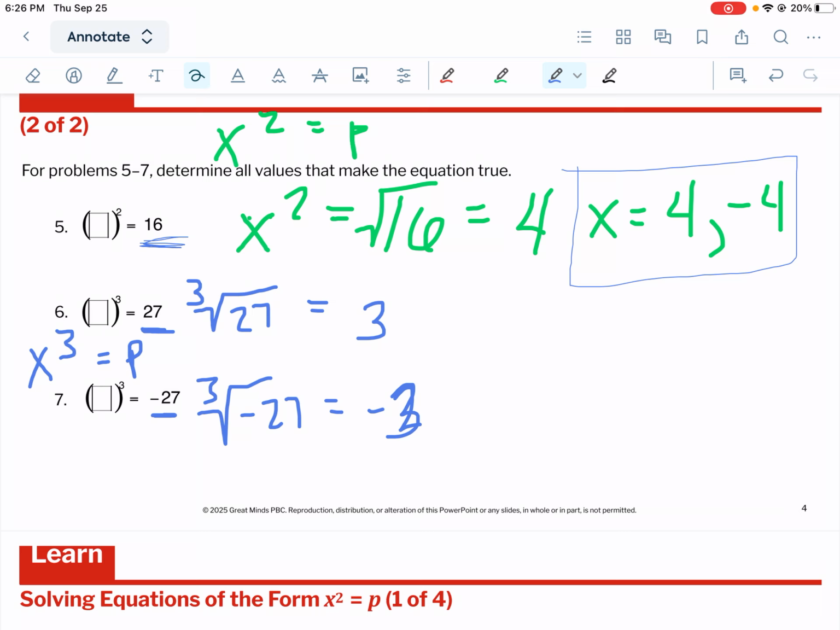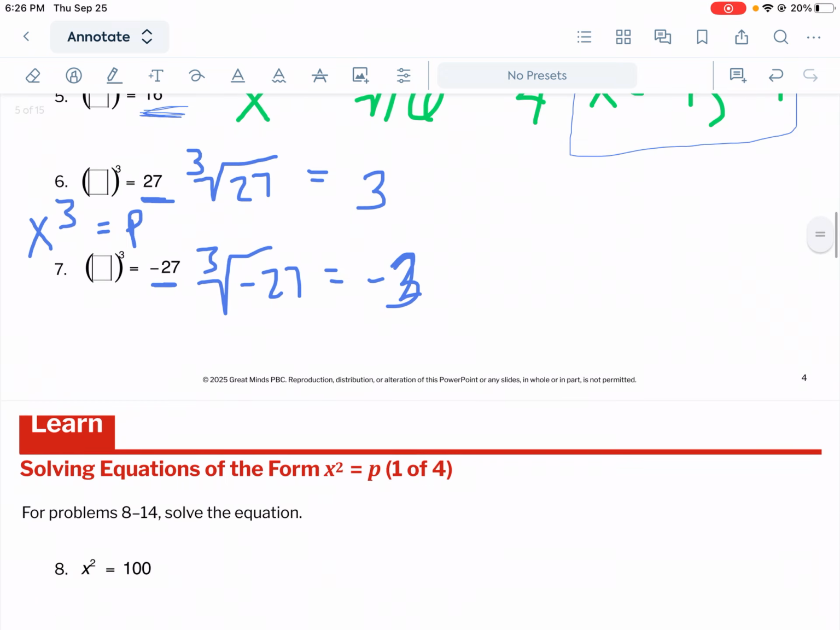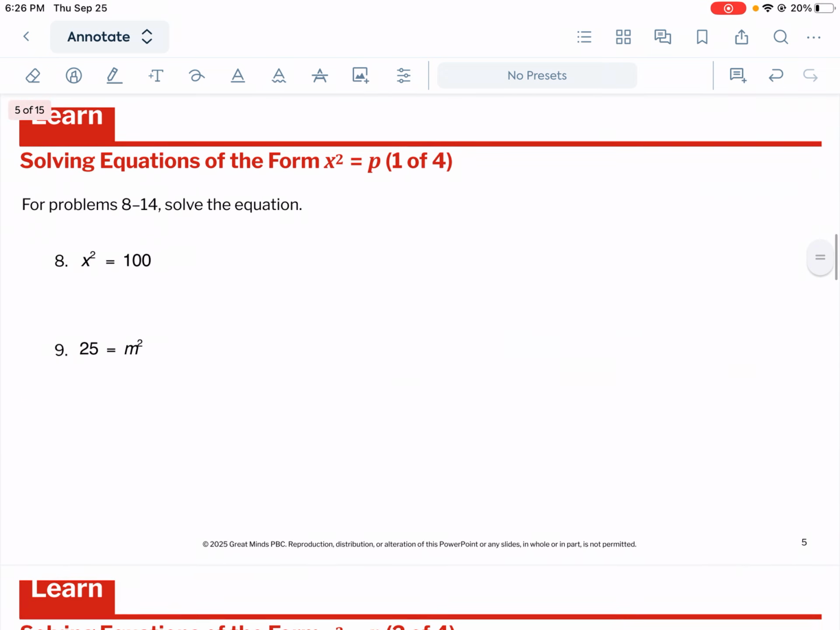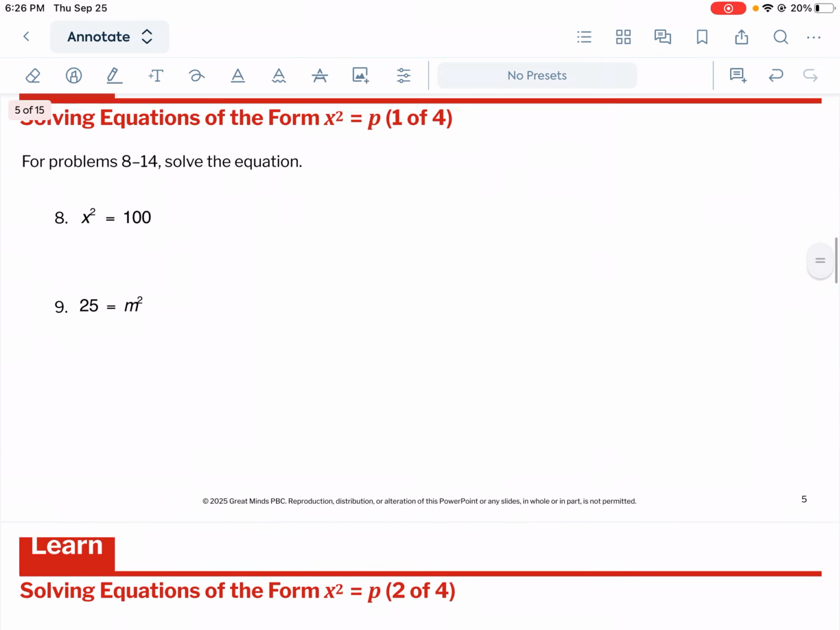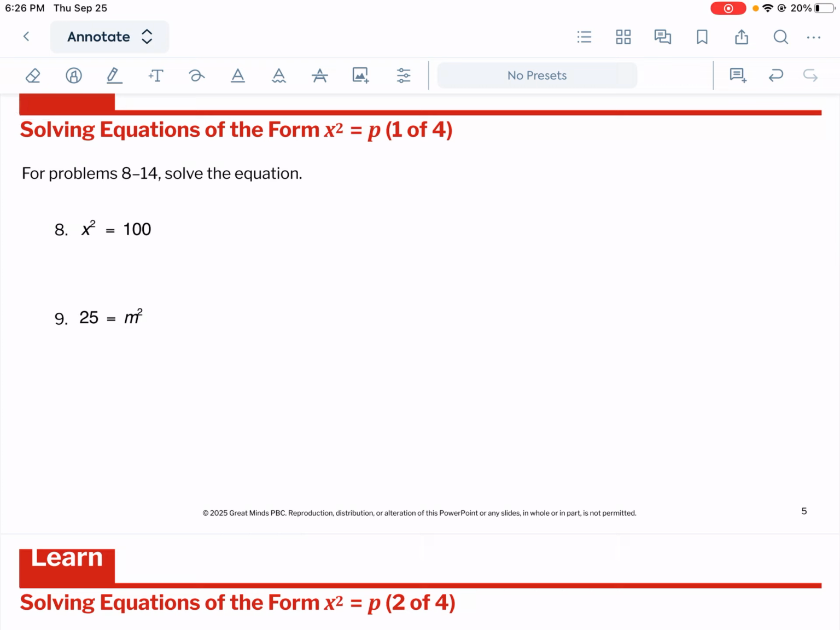Okay? Perfect squares have 2 answers. Perfect cubes have 1 answer. Note that somewhere. Moving on. We have a few examples here. I'm not going to do all of them. I'll just do a few and then we'll move on.